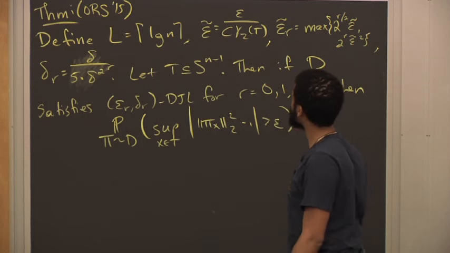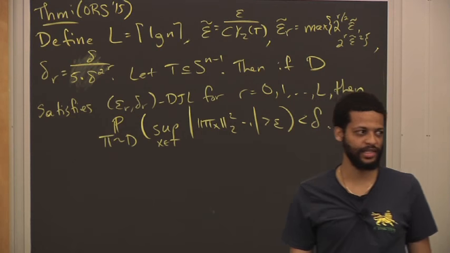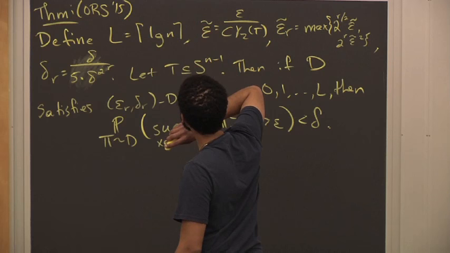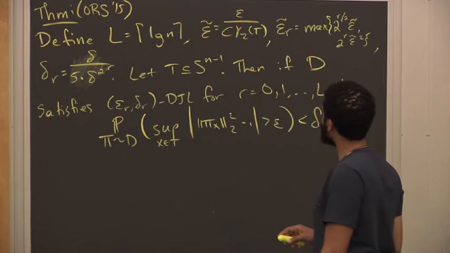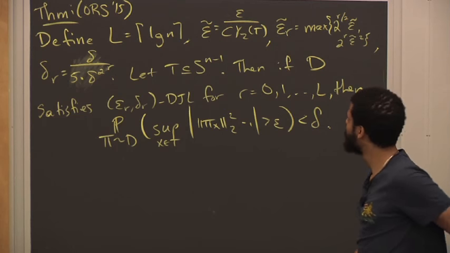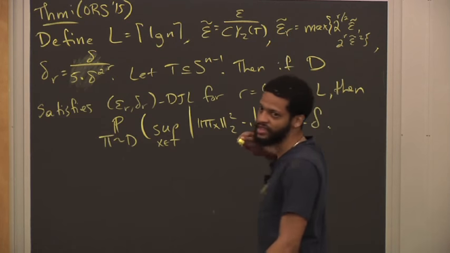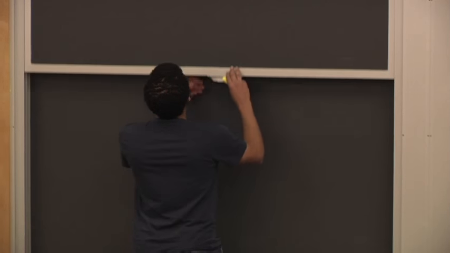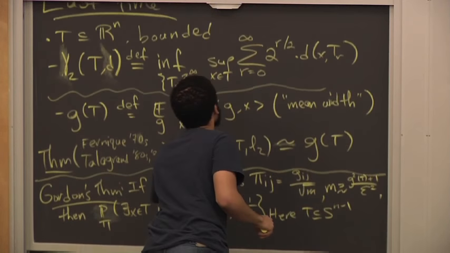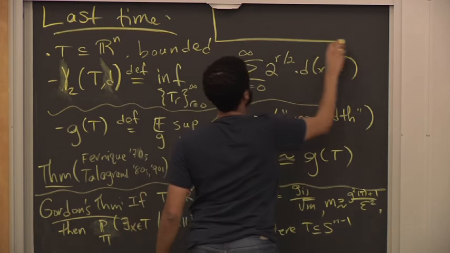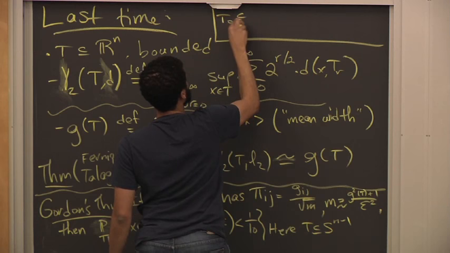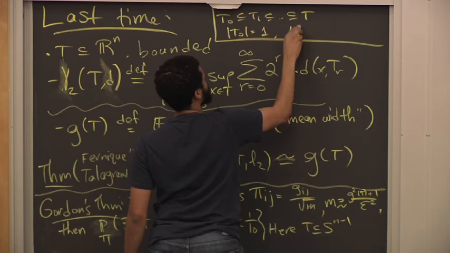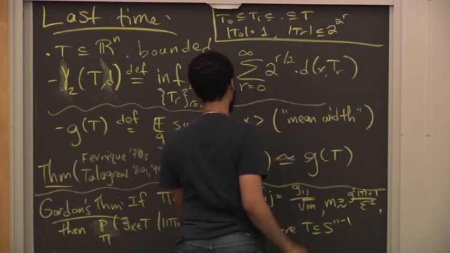And before we talked about Gordon's theorem, we defined certain things about suprema of Gaussian processes. So let's say T is a bounded subset of R^n. There's something I defined, the definition is due to Talagrand, the gamma 2 functional of T with respect to a distance function d. Where, I should say something here: we have that T0 is a subset of T1, a subset of T. The size of T0 is 1, and the size of TR is at most 2 to the 2 to the R.